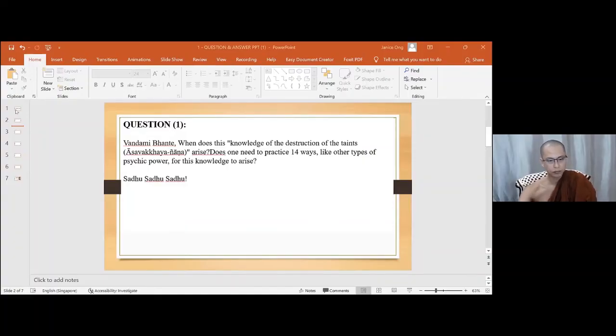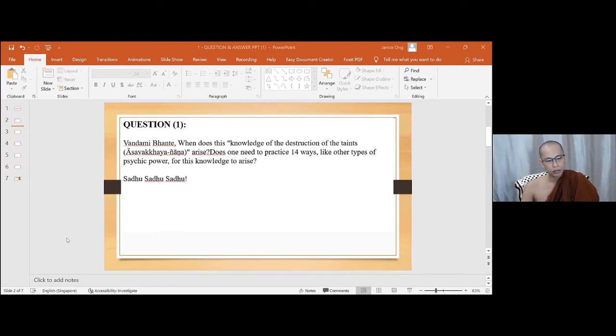Bhante, when does the knowledge of the destruction of the taints, asavakkhaya nana, arise? Does one need to practice the fourteen ways, like other types of psychic power, for this knowledge to arise? This knowledge is the same as the Arahatta Magga, the attainment of the knowledge of an Arahat. When we study the supramundane consciousness, there are four Magga and four Phala. Of the four Magga, the last one is the Arahatta Magga, the highest Magga.